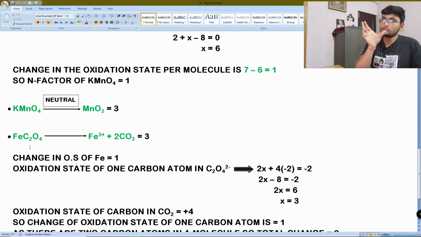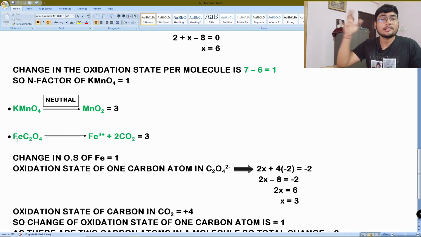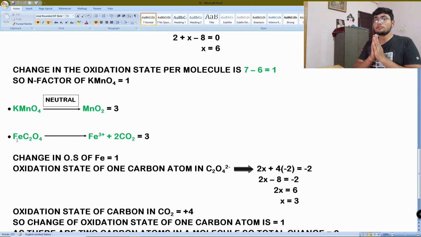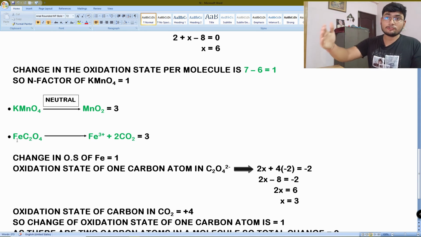Alright, so the overall change of oxalate ion is 2, right, and the overall change of ferrous ion, ferrous to ferric, is 1. Alright, so total change of ferrous oxalate is 1 of ferric, of iron, and 2 of oxalate. Alright, so total change is 3, so the N factor is 3. Alright, so that's what I have written also, so concentrate on it.